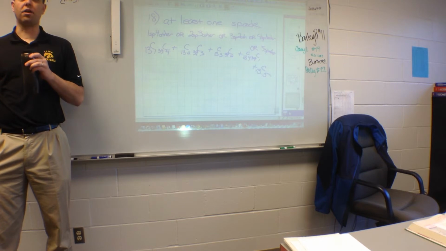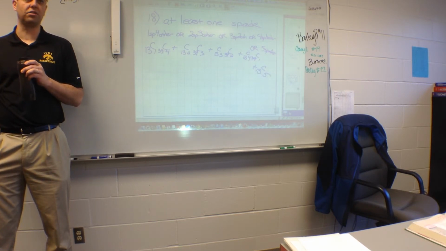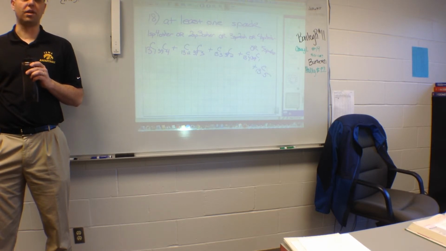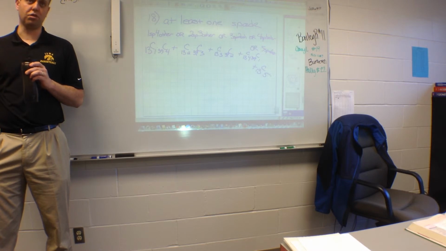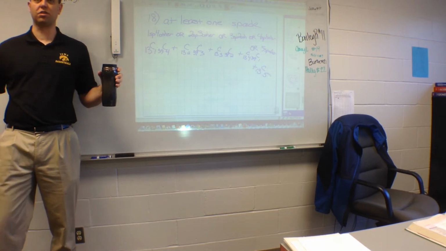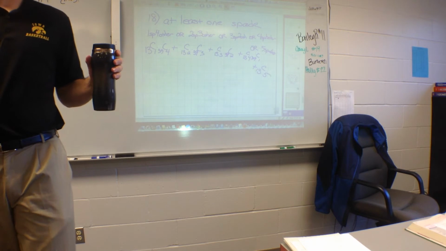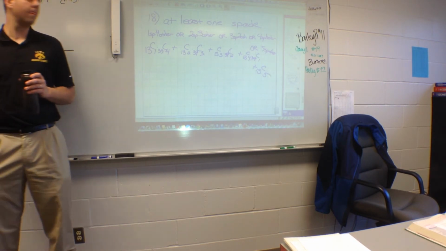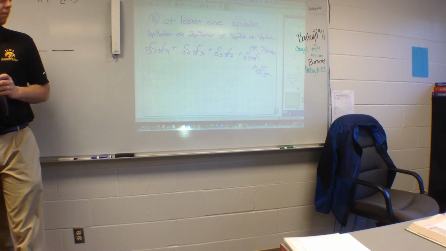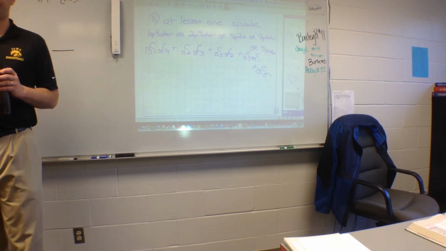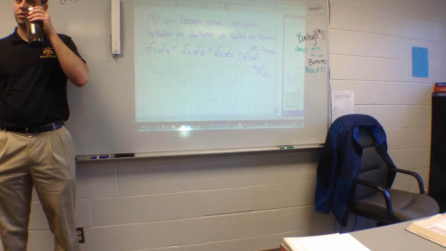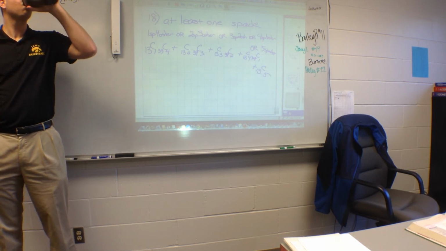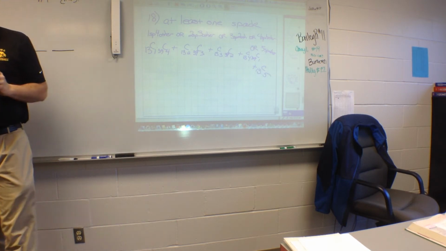How many total 5-card hands are in a deck, period? What would you have to do? I don't need to know the number, tell me the math you do. You should all know this. How many total 5-card hands could be dealt? 52C5, right? 52C5 is the total number of hands that could be dealt. How many hands have no spades? 39C5.